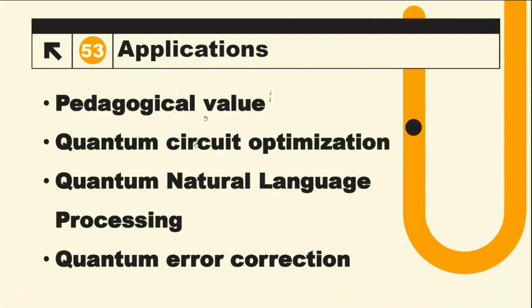And also, at the moment, this is currently the state of the art for quantum circuit optimization. So you can feed in your circuit, convert it to one of these diagrams, simplify it and convert it back to a circuit. So that's really, really cool. And another application is quantum natural language processing. So I would love to go into more detail of this, but maybe later we can go into it.